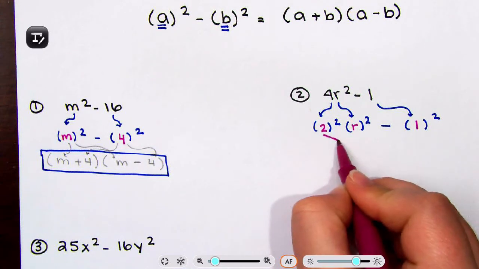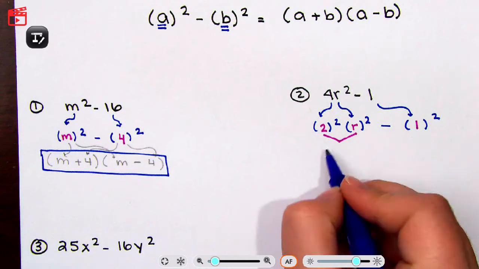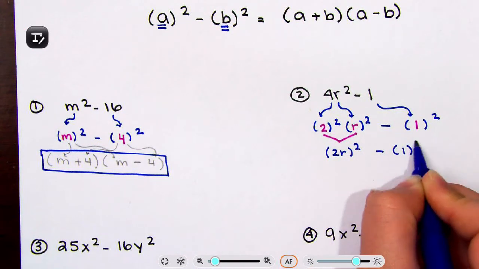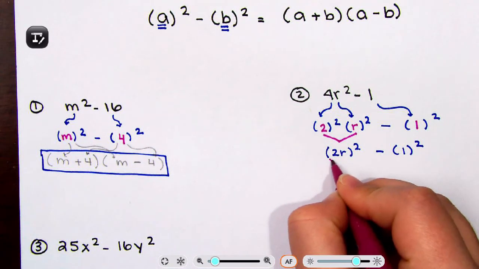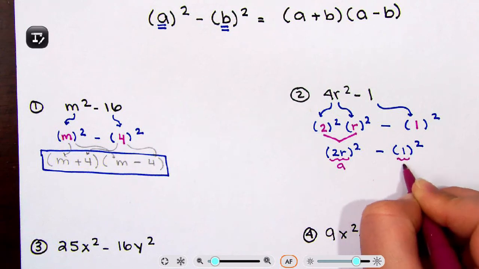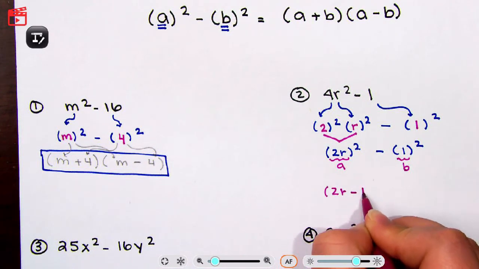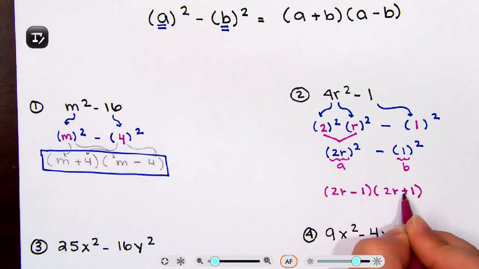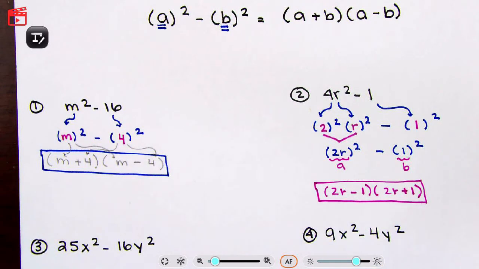Notice that I have 2 bubbles, so that is not in the format we need. We need 1 bubble, so let's just combine that. So I'm going to have 2r squared minus 1 squared. And yes, because we are able to rewrite this as a squared minus b squared, we can then factor. This is now our a, this is now our b. So we have 2r minus 1 and 2r plus 1. The order of your plus and minus does not matter as long as one of the bubbles is a plus and the other one is a minus.